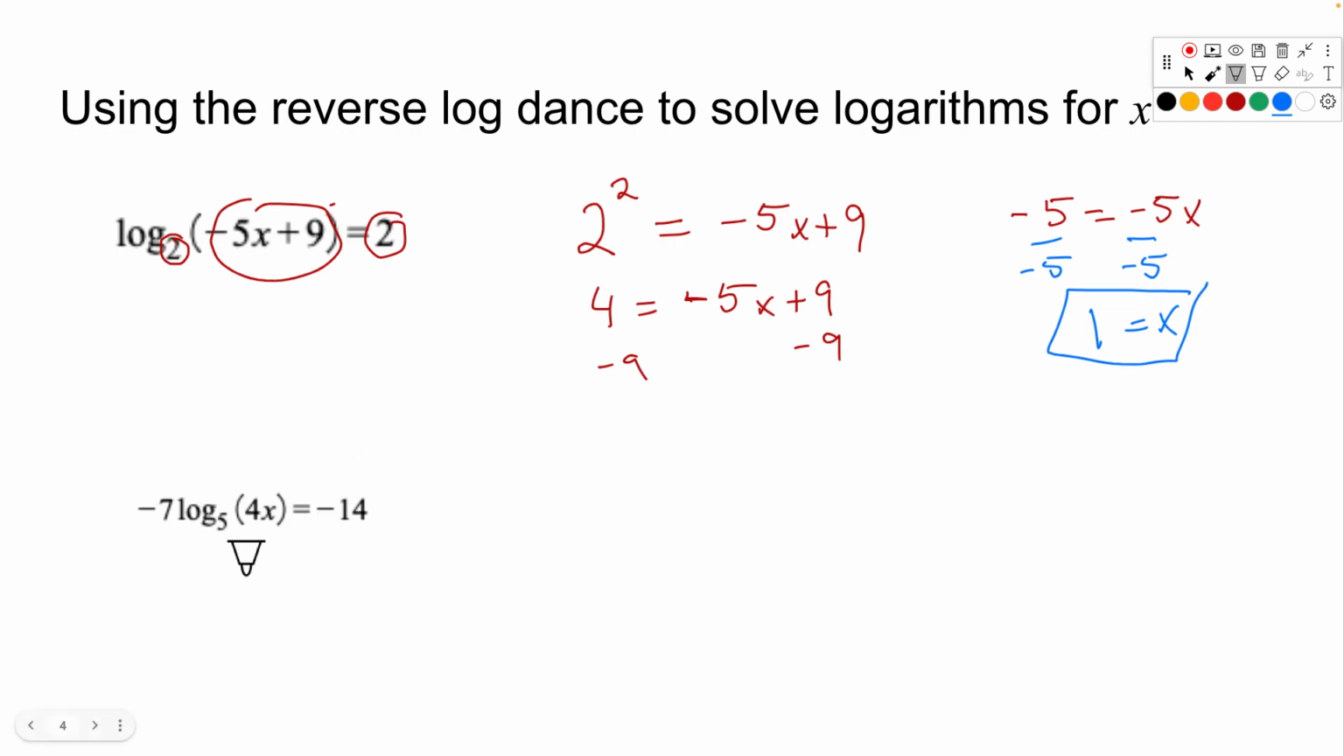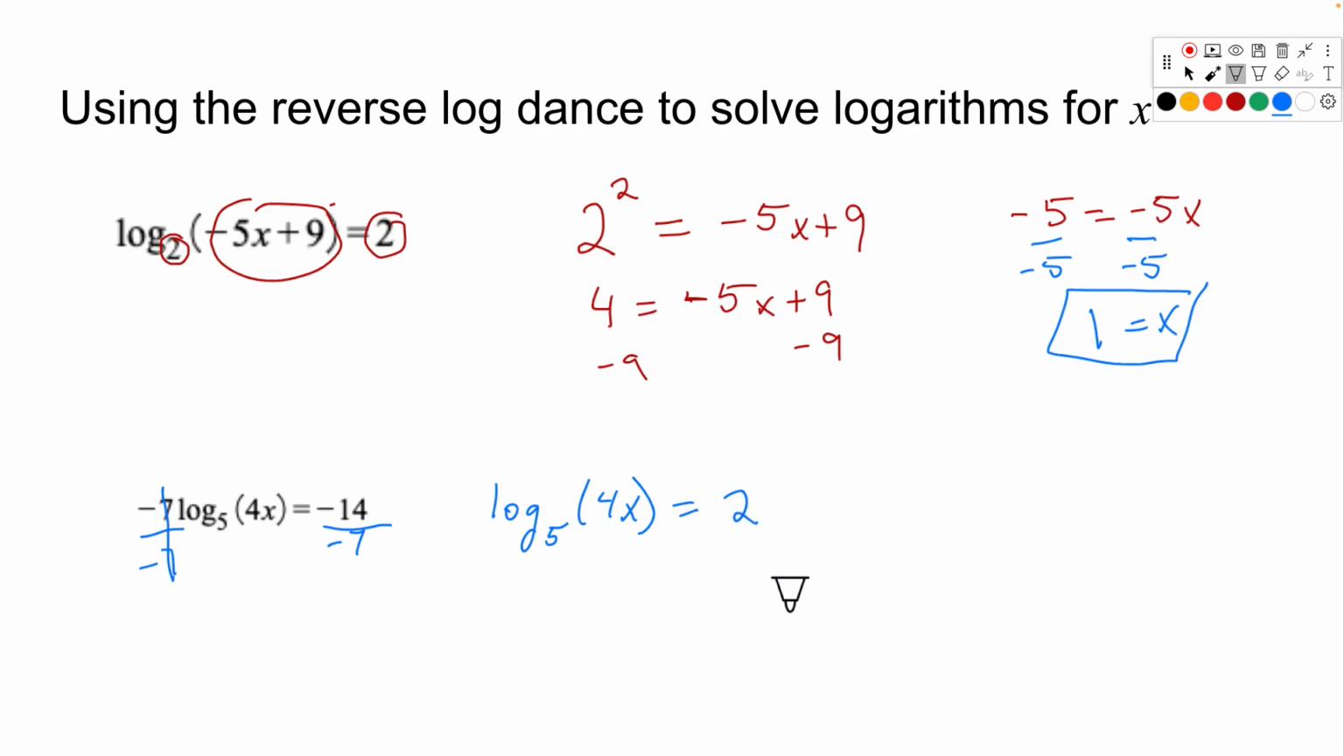This one, can we do the log dance at this point? Log base 5 of 4x, times -7 equals -14. Something's in the way, right? There's this thing in front of the logarithm, and we want to isolate the logarithm first. So we will go ahead and divide by -7 first. -7 divided by -7 is 1. So then we have log base 5 of 4x. 14 divided by 7 is 2, positive 2.